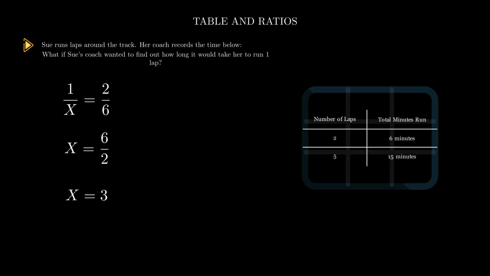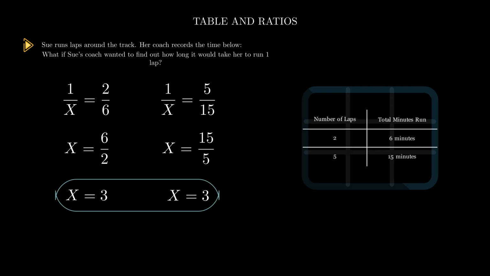Let's set up another proportion to find out how long it would take Sarah to run 1 lap if she ran 5 laps in 15 minutes. The proportion is 1 over x equals 5 over 15. Taking the reciprocal of both sides of the equation, we get x equals 15 over 5, which simplifies to 3. Now we can notice that it would take Sarah 3 minutes to run one lap in both scenarios. Notice that we can only use tables if the rates are proportional.